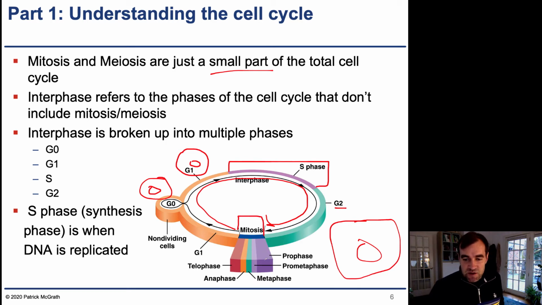Mitosis is further divided into multiple phases. So prophase, prometaphase, metaphase, anaphase, and telophase. And we'll go over the exact series of events that occur during those stages.